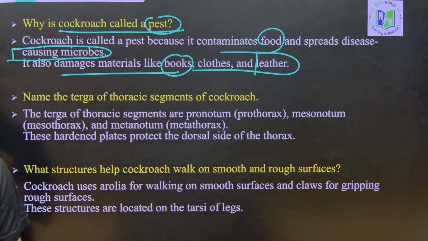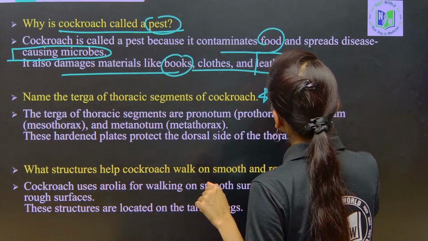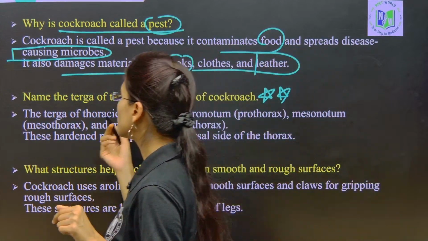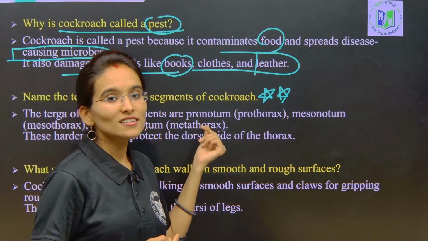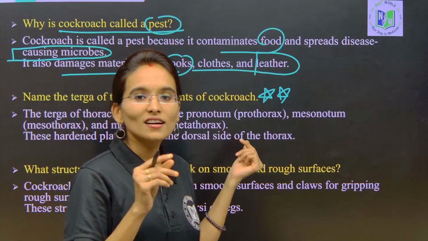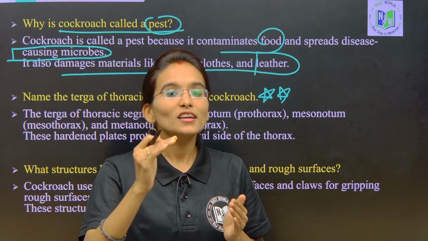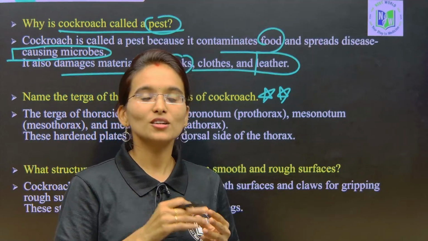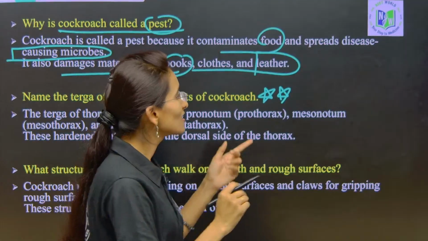Now see here, this is the most important question. It becomes easy when you understand the concept. Directly here it is completely related to the chitinous plates of the cockroach. So you need to understand the names of the chitinous plates, the names of the sclerites. Sclerites means exoskeleton.